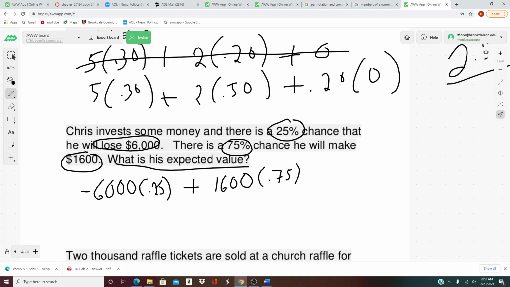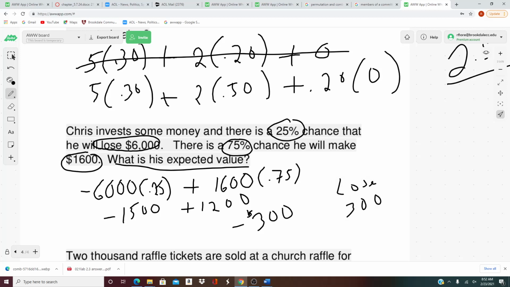Now, it's not enough to get an answer in a case like this. I want to know what that answer means, because just having an answer doesn't always tell me anything. So this is negative 1,500 that I'm dealing with here. And then I want to take that 1,600 and multiply it by 0.75, and you can do that on your calculator, and you'll get 1,200. At the end, I have negative 300. So that means his expected value is that he will lose $300. Doesn't sound like the world's greatest investment.